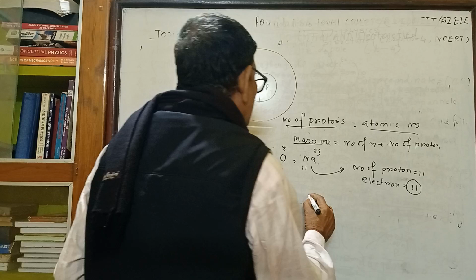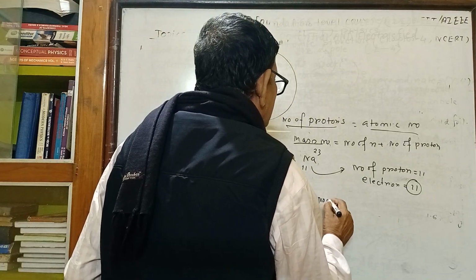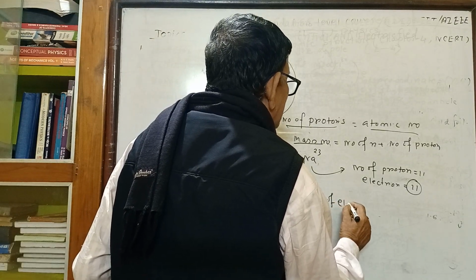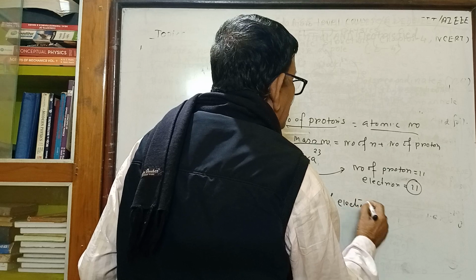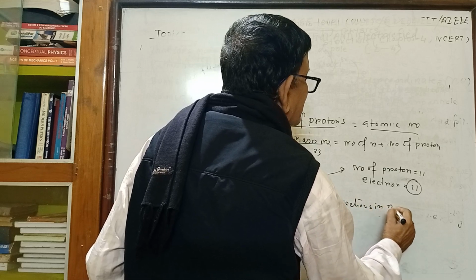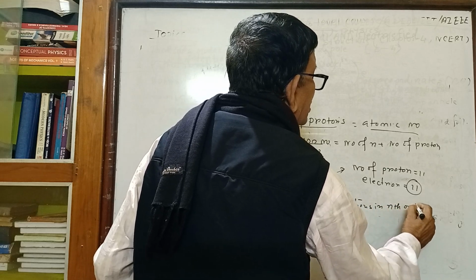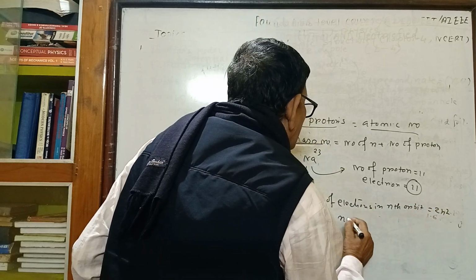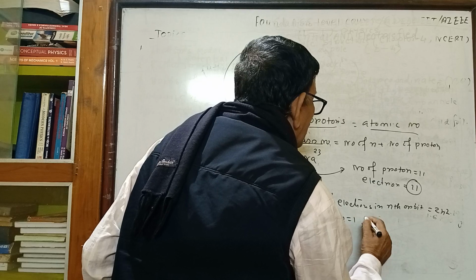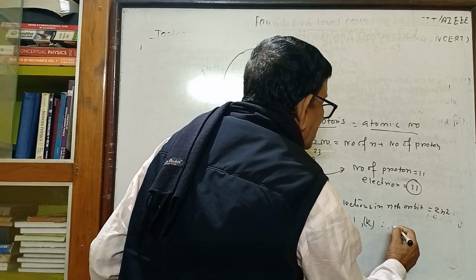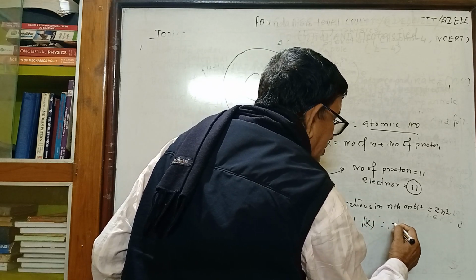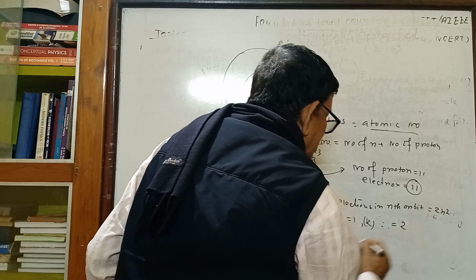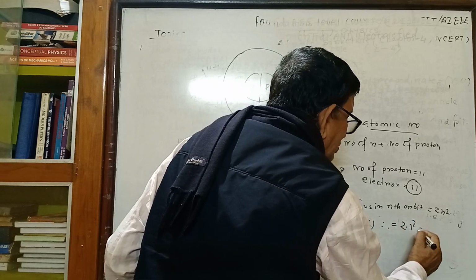There is a formula: the number of electrons in the nth orbit equals 2n square. If n equals 1, that means the K orbit, you get the number of electrons 2. That means 2 into 1 square, which is 2.